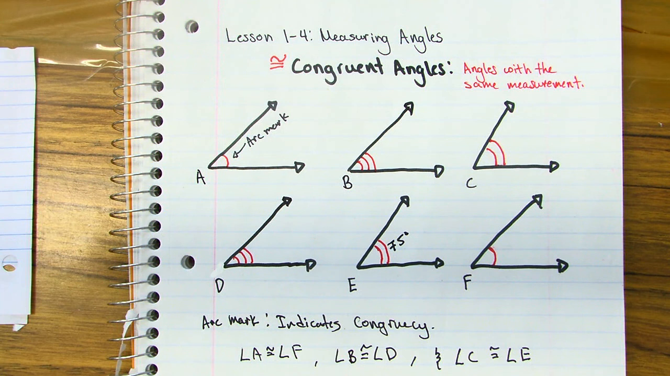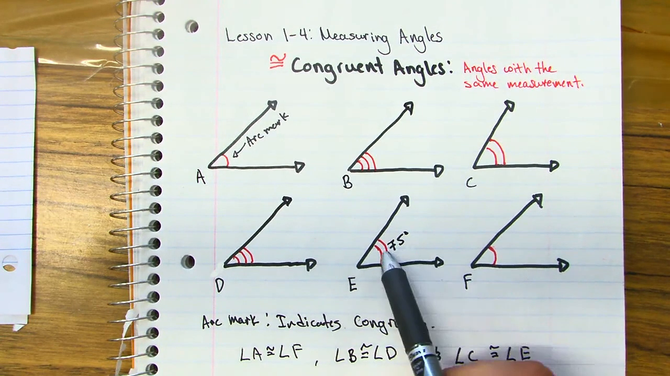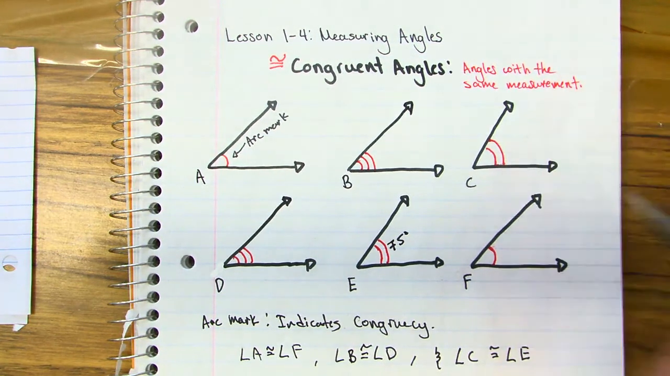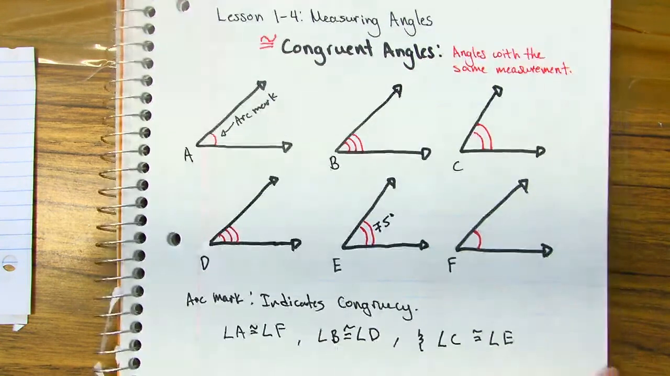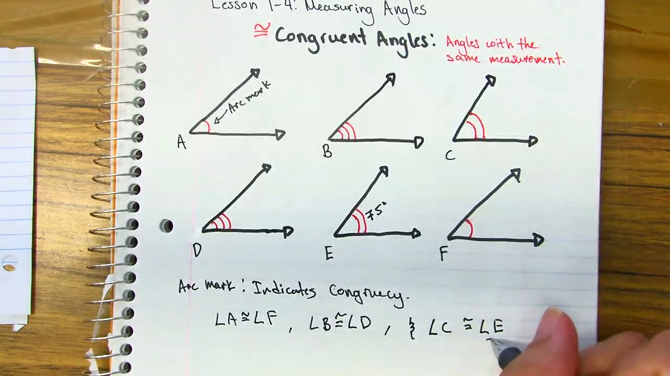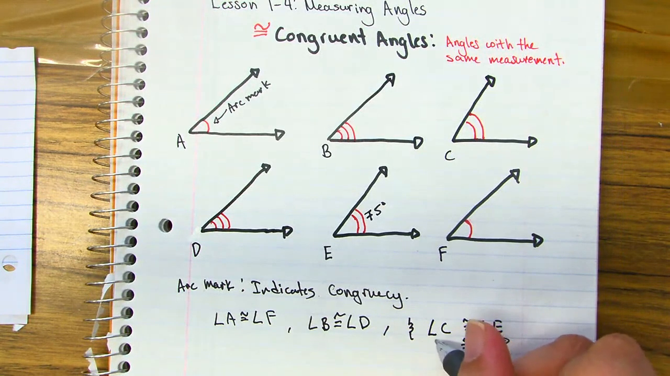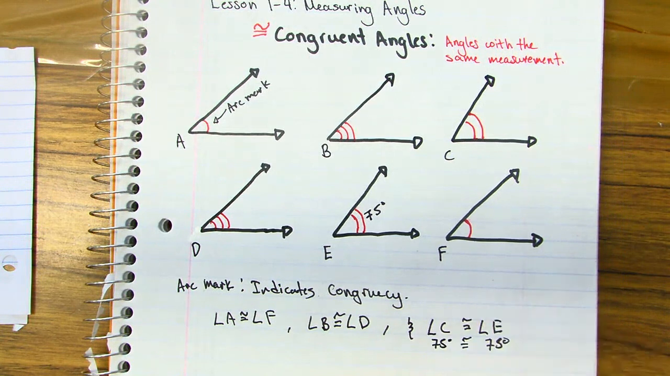Now, a lot of people answered angle C. That is correct. Angle C. Why? Because you know that angle E and angle C are both congruent. So you know that angle C will also have the value of 75 degrees. Okay. I'll just write it down here. You know that angle E equals 75 degrees. And you know that angle C will have the same measurement as angle E, which is 75 degrees. Okay. That is it for the lesson.